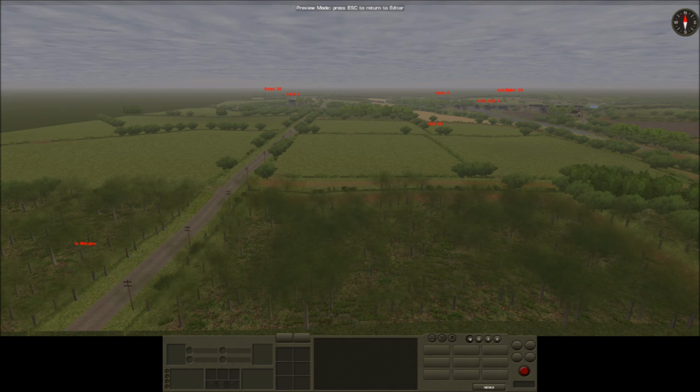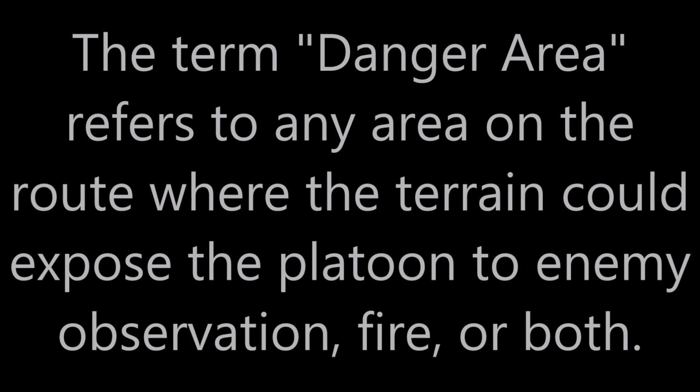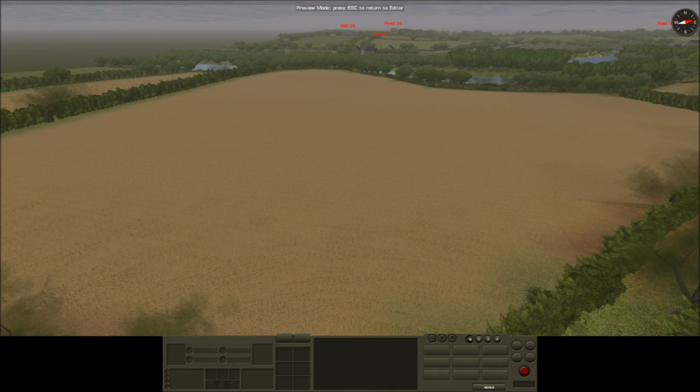Part of your movement plan must also include identification of potential danger areas, and to either avoid them or deal with them. The term danger area refers to any area on the route where the terrain could expose the platoon to enemy observation, fire, or both.